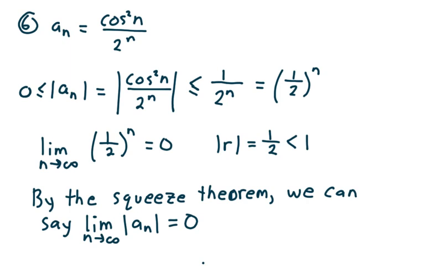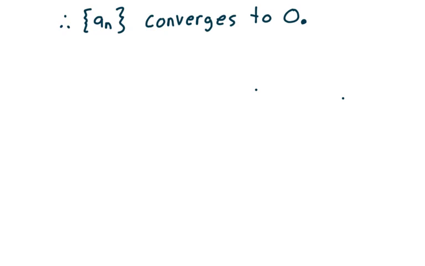But it turns out we can show that if the limit as n goes to infinity of the absolute value of a sub n is equal to 0, we can say that the limit as n goes to infinity of a sub n is equal to 0. And so, therefore, we can say that this sequence converges to 0. And that's how this problem worked.